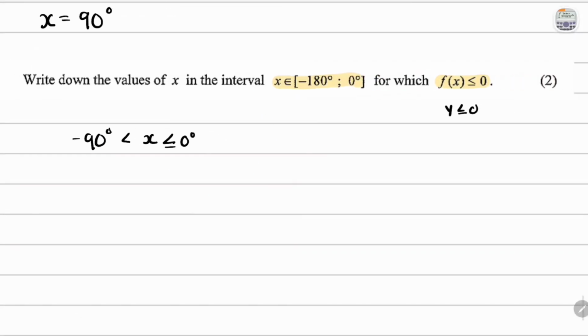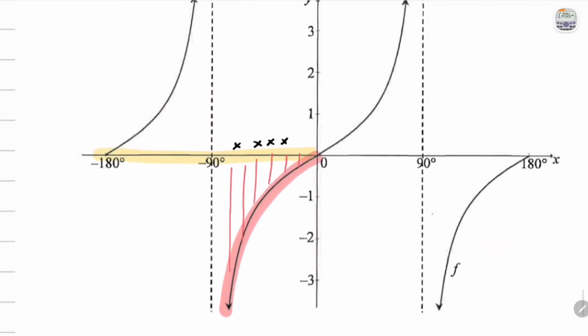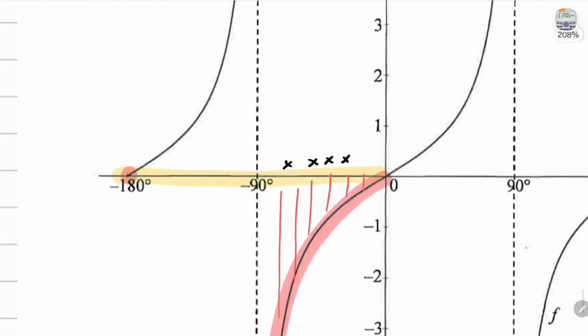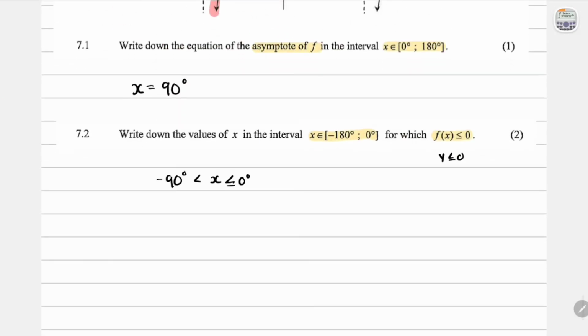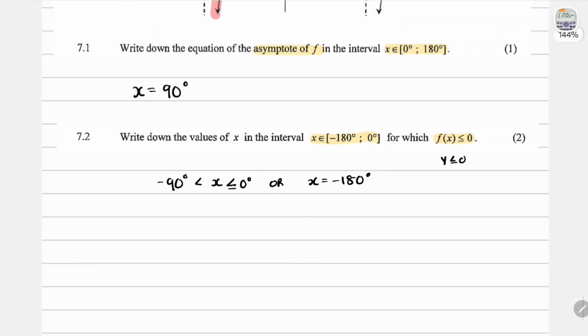Okay, but less than or equal to 0 degrees. So this is our answer, but let's also think about the fact that they said less than or equal to 0. So if it's also equal to 0, we can include this. So let's look in our diagram. Do we have any other place that is equal to 0 within this interval marked in yellow? Yes, we do. Okay, so this negative 180 degrees. At negative 180 degrees, the y value is 0. And you know that this is an included point because they marked it with square brackets. So we're going to have to say this, or x is equal to negative 180 degrees. And this will be our answer.